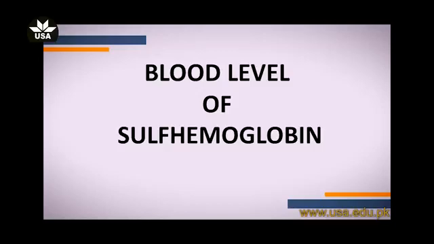Now let us discuss whether there is any blood level of sulfhemoglobin in the body. Yes, normally a very negligible amount of sulfhemoglobin is present in the blood, which is non-detectable. But when its level rises above 10 gram per deciliter, cyanosis appears, which is the bluish discoloration of the skin. It indicates oxygen deprivation in the body, and usually serious toxic effects are not seen due to the raised level of sulfhemoglobin.